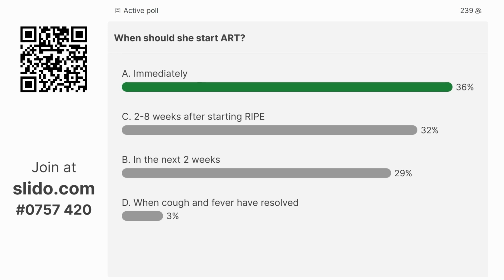We've had a lot of people with disseminated TB that wasn't initially recognized. There was a concern, so we're doing 2 to 8 weeks after starting, just because of the risk of immune reconstitution. You can get immune reconstitution from TB therapy by itself, and you can get it with the HIV medications.